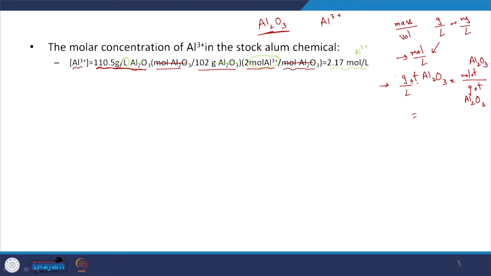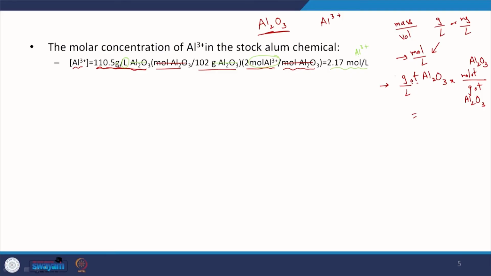So, it is just using the molecular weight and looking at the stoichiometric ratios, and it is pretty simple. Maybe in one of the other examples, we will look at equivalents typically in terms of charge or electrons or alkalinity, but we will come back to that. So, that is one aspect to keep in mind. With that, we are able to calculate the molar concentration of aluminum.